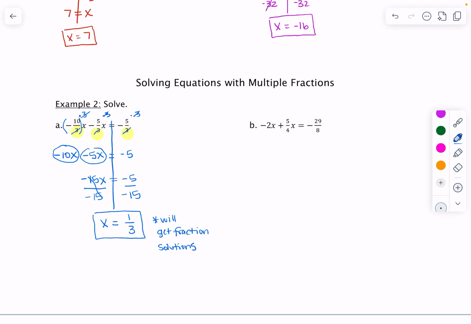Okay, so letter B has a few things going on that make it a lot different. In letter B, you're going to notice that you've got two different denominator values. You've got this 4 here, and you've got an 8 there as well. So you've got two different numbers. You can't now just say, I'm going to multiply everything by 4. Okay, it doesn't work that way. Instead, you've got to find a common denominator. So this is where things get a little bit harder. So you have to find a common denominator.